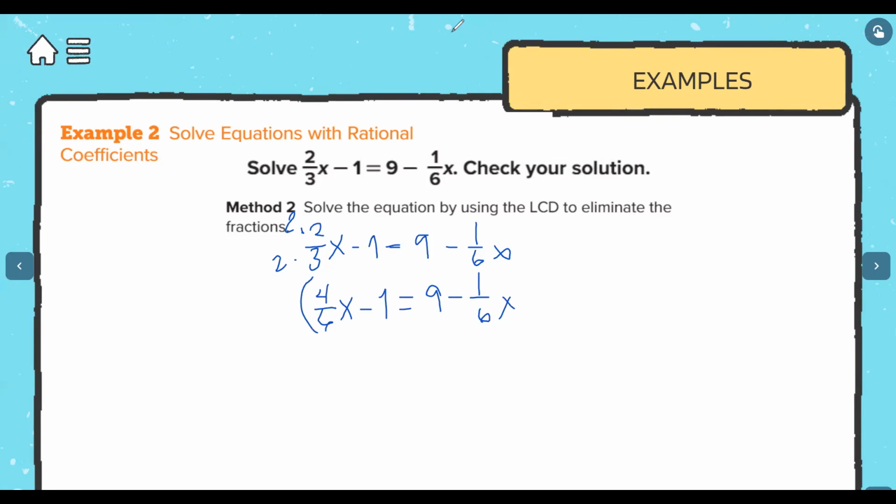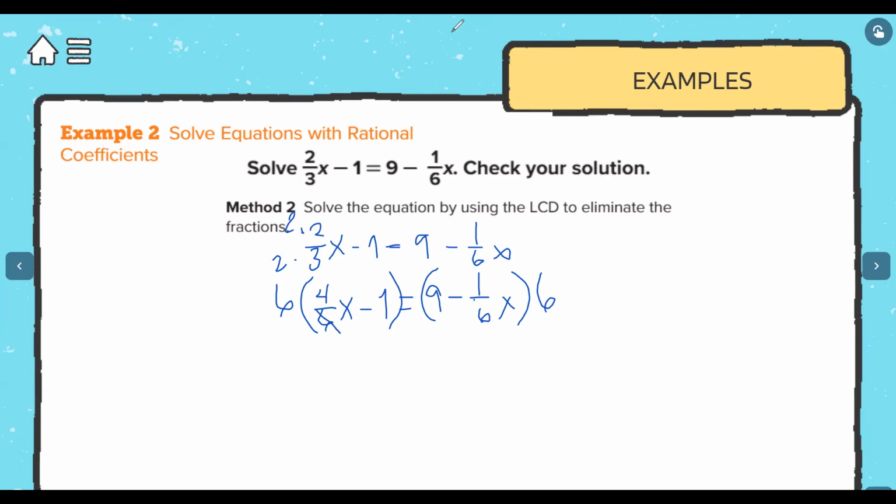Now, what I have to do next is eliminate the fractions by multiplying by the least common denominator. In this case, the denominator is 6. If you see it right here, it says 6. So remember, if the denominator is a 4, you will need to multiply by 4. If it's a 10, you will need to multiply by 10. So you need to multiply by the same denominator. Okay, that's important.